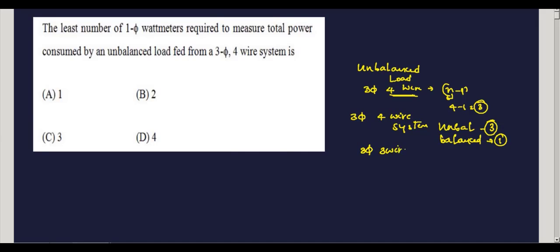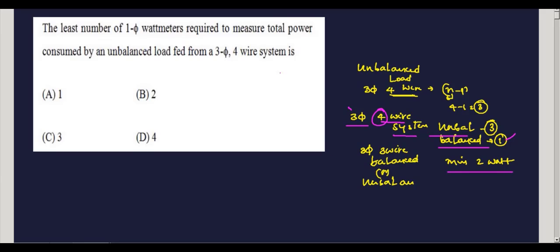For 3-phase 3-wire, balanced or unbalanced, you require a minimum of 2 wattmeters. So, carefully note these points. 3-phase 4-wire system, unbalanced, you require 4 minus 1, 3 wattmeters. For balanced, you require only a single wattmeter. For 3-phase 3-wire, balanced or unbalanced, a minimum of 2 wattmeters is required. So, here the question is given unbalanced load, 4-wire system, therefore require 3 wattmeters. Okay, let's see the next question.